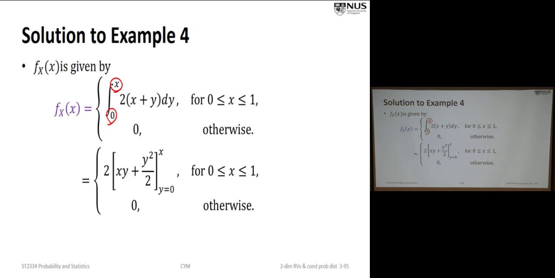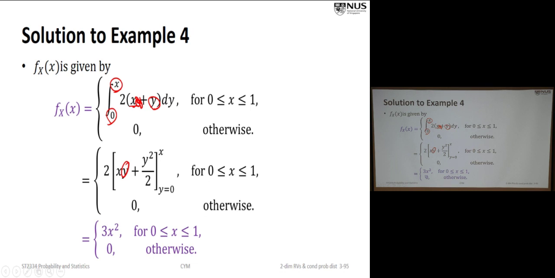Therefore, you can treat x as just a constant. It's not a number, but it's just a constant. It won't change the value. Then we just integrate with respect to y. So that's why this becomes x times y when you integrate, so x times y squared over 2. Then substitute y equals 0 to x, and we have 3x squared when x is between 0 and 1.